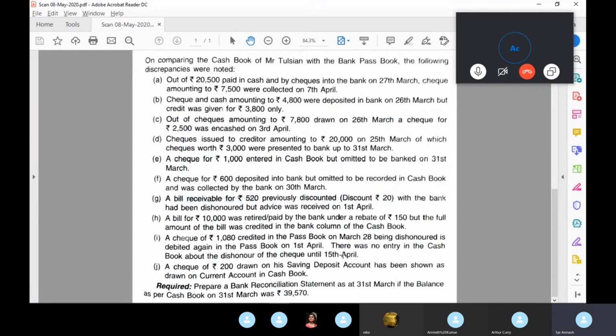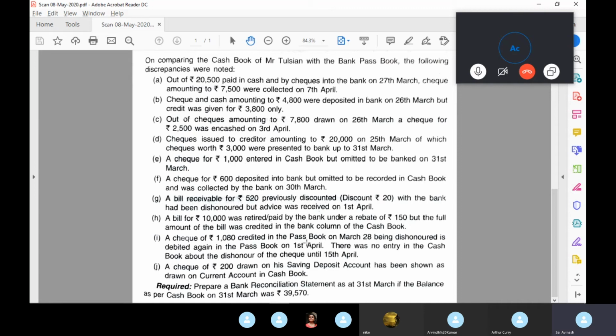Here's actually something interesting. I'll put it this way: I have deposited a check, right? When I have deposited the check, it's well before 31st March, and the bank has accepted the check, and the bank balance is also increased. So as of 31st March, the value in my bank of 1,080 and the value in my books of 1,080 is perfectly matching. The dishonor is debited in the passbook only on 1st April, right?